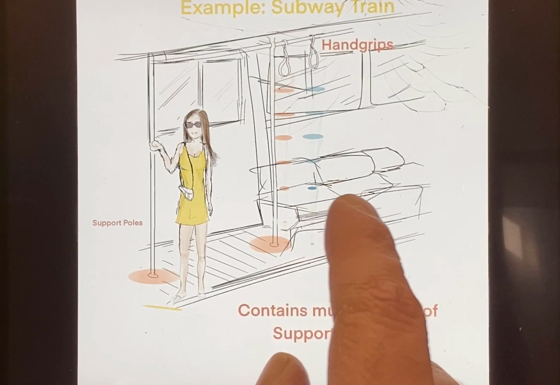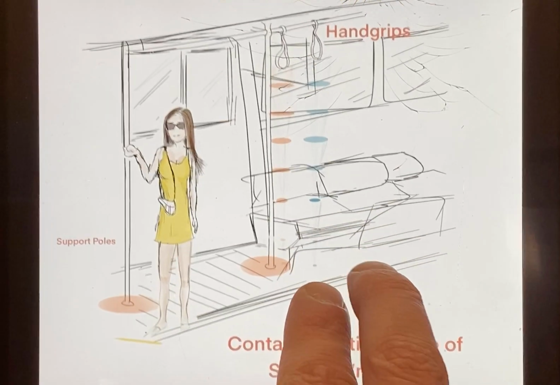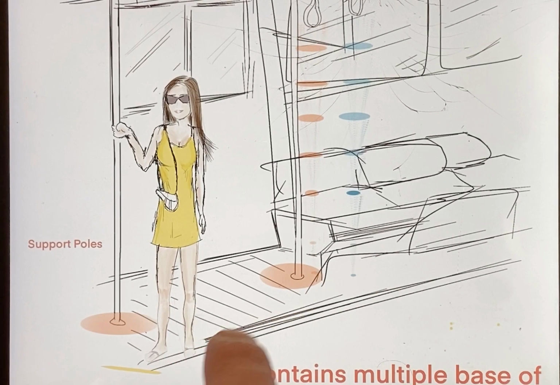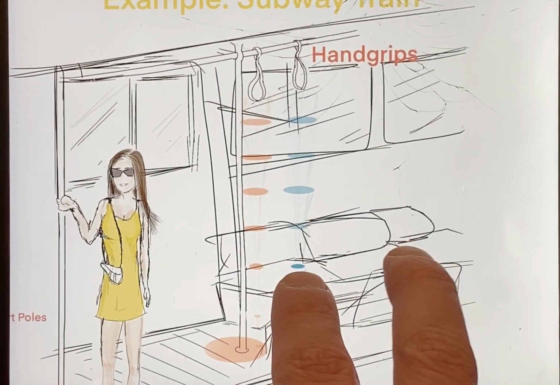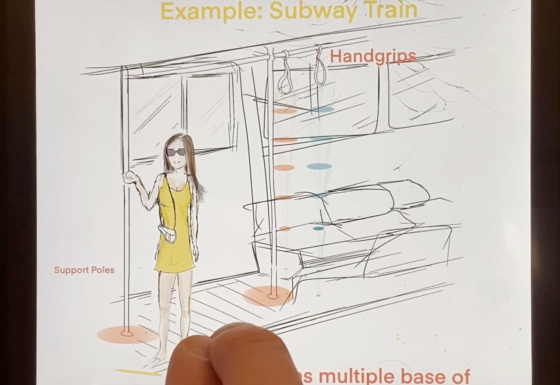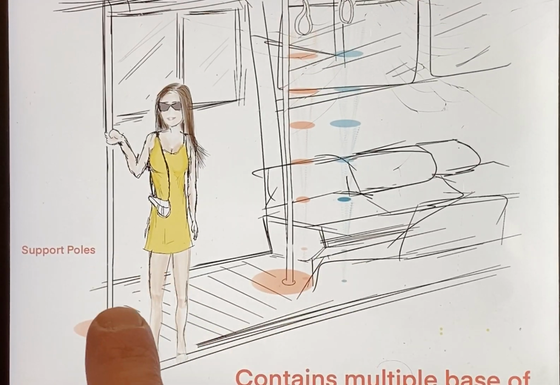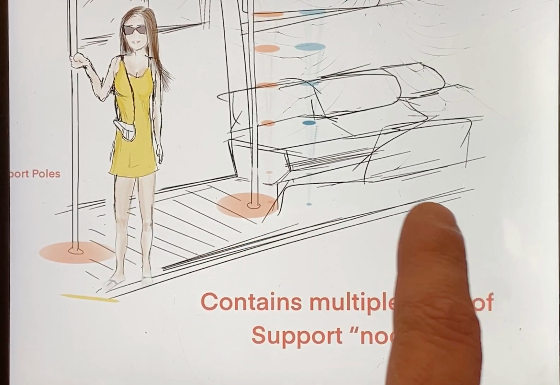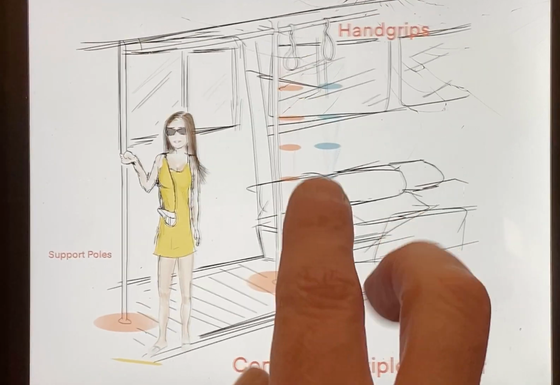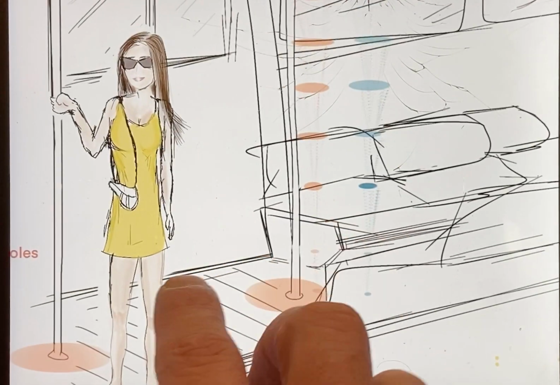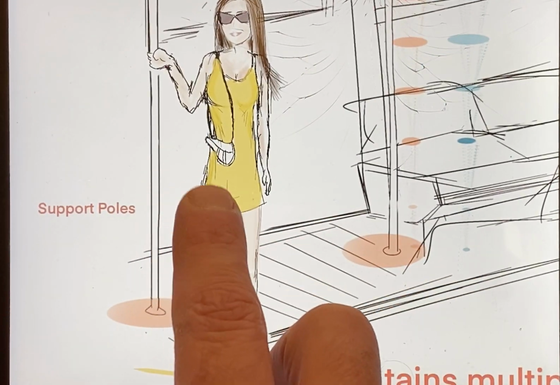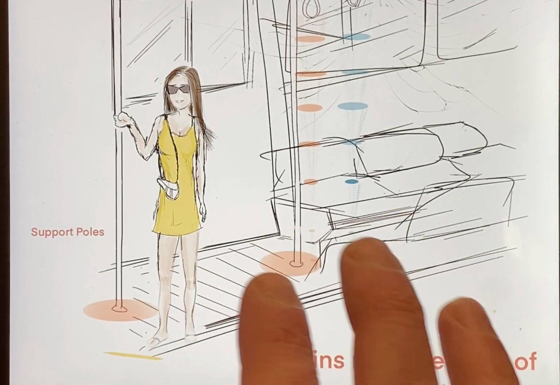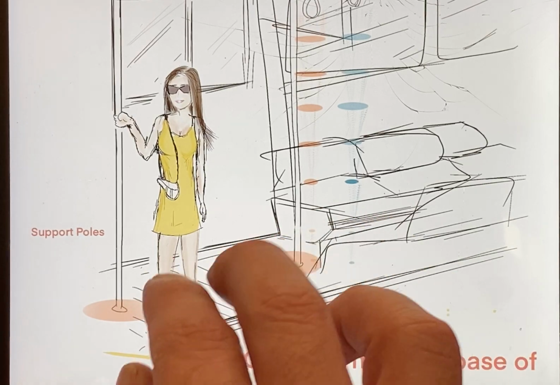That can most easily be explained by looking at this example I drew here with this woman. We'll call her Susie Balance. So Susie Balance is riding the subway, and let's say all of a sudden the subway comes to a screeching halt. If she is not holding on to one of these support nodes, which basically everything inside of a subway train is, multiple bases of support built in, whether it's seats, hand grips, or support poles, and she's standing there not holding on when that train starts to accelerate, the outside force of the train moving on her body throws her center of gravity off outside of the support zone.